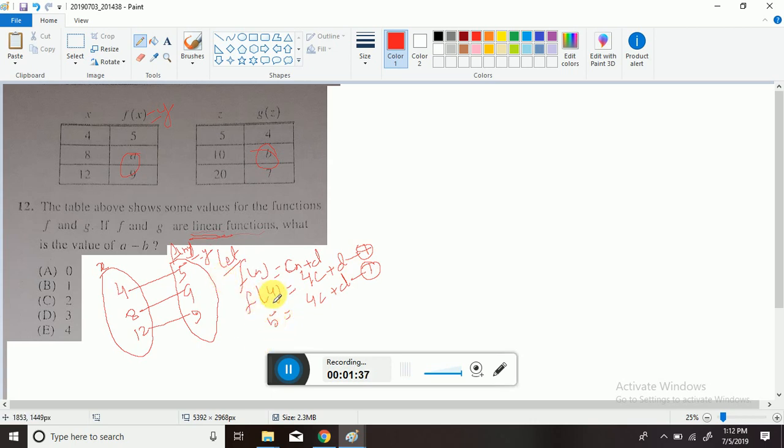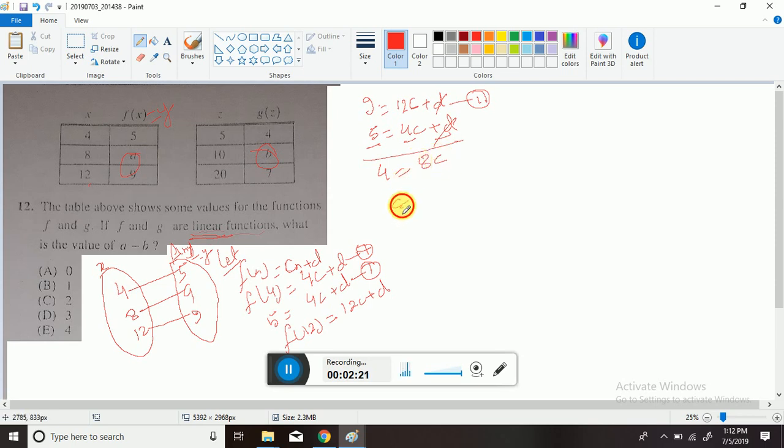Now similarly, what is f12? F12 equals 12c plus d. But what is the value of f12? F12 value is 9, so 9 equals 12c plus d. This is equation 2. Now solving 1 and 2, what do we get? Put 5 equals 4c plus d and subtract, d and d cancel. 9 minus 5 is 4 equals 12 minus 4 is 8c.